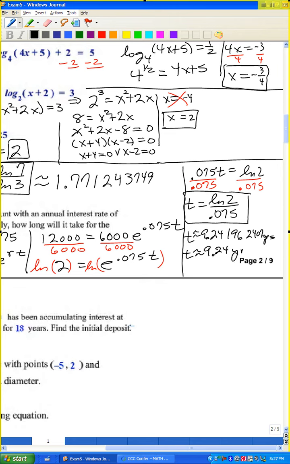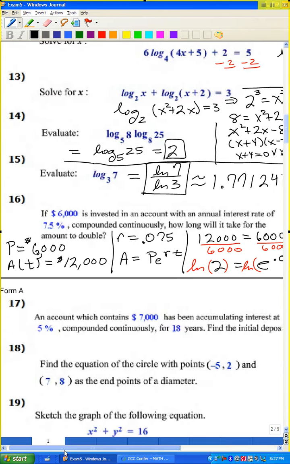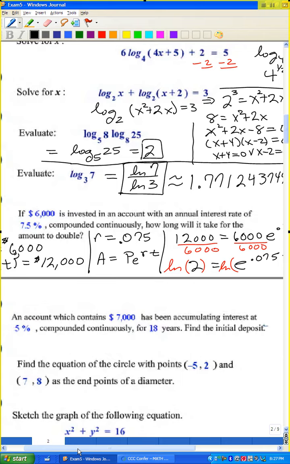9.24 years. About 9 1/4 years. Okay. Approximately 9 years and 3 months, I guess.